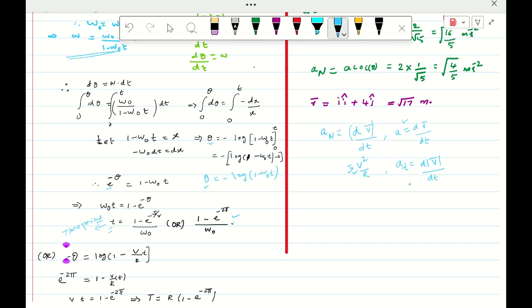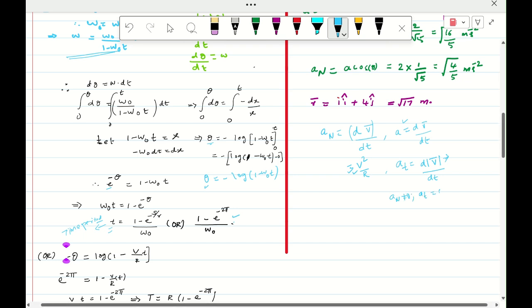So remember this point: aberration means tangential aberration. Suppose your speed is equal to a constant. So in uniform circular motion, at is equal to 0, but an is not equal to 0. That means uniform circular motion. And if an is equal to 0 and at is also equal to 0, then this is uniform translatory motion. So this you have to remember.